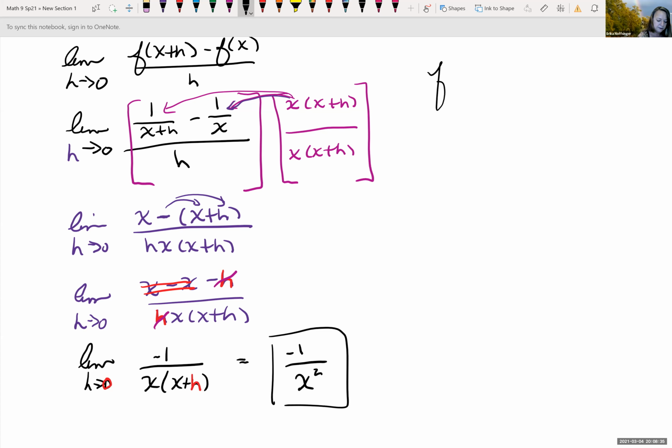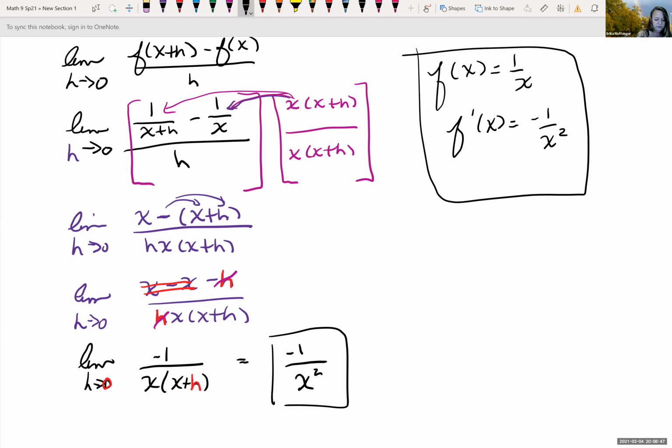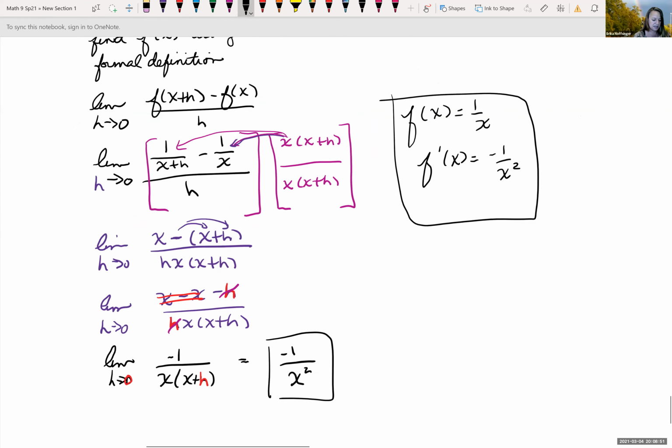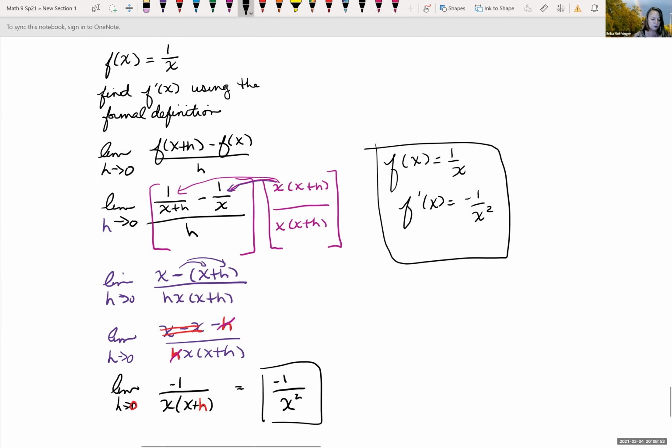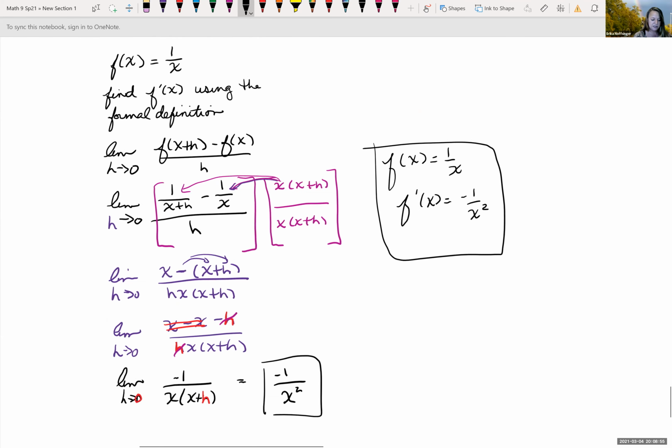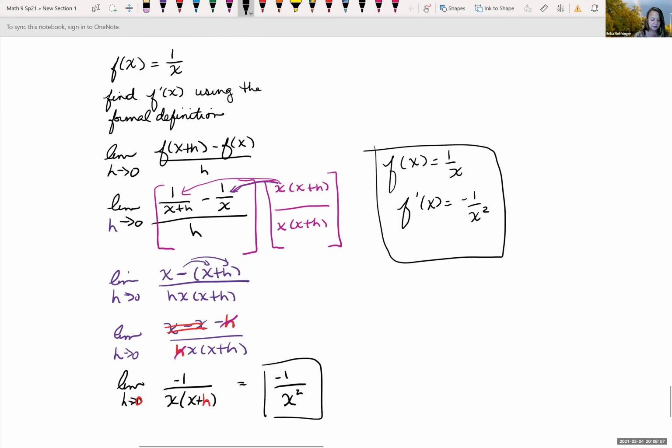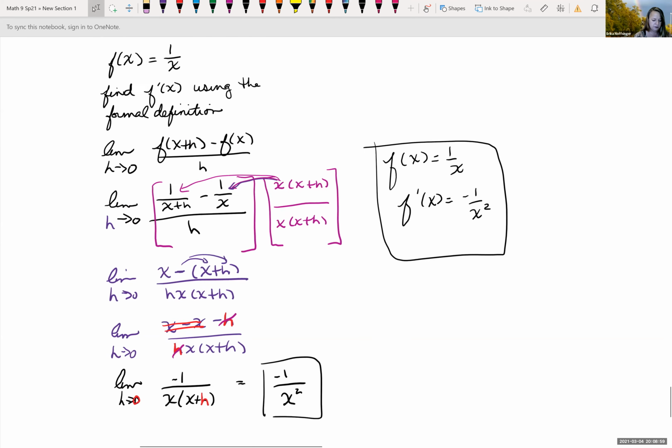So the derivative of 1 over x is -1 over x squared. So one other type I want to go through, and then I'll stop. f of x equals the square root of x, and using the formal definition to find the derivative.